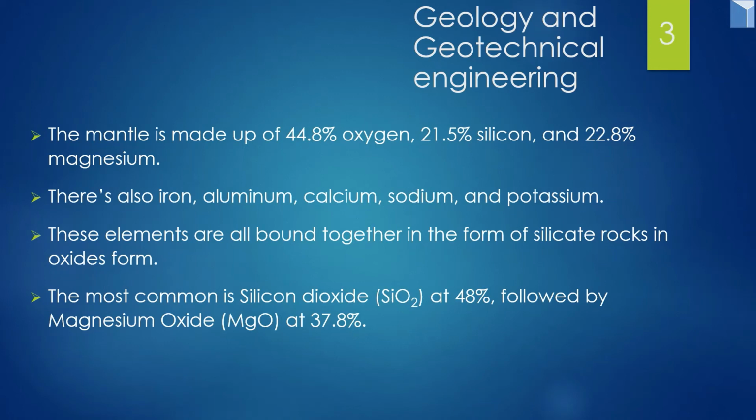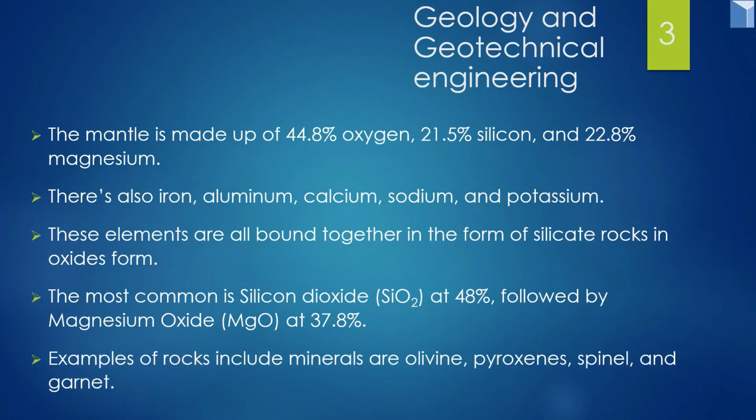The most common oxide is SiO2 at 48% of the composition of the mantle of the Earth, followed by magnesium oxide and ferrous oxide, which is the iron oxide, composing around 37.8% of the mantle. Examples of rocks and minerals are olivine, pyroxene, spinel, and garnet.